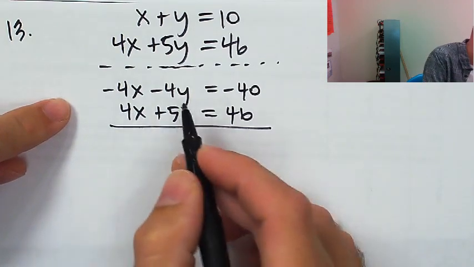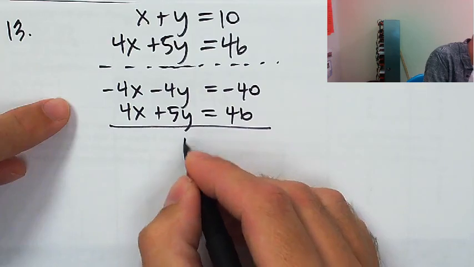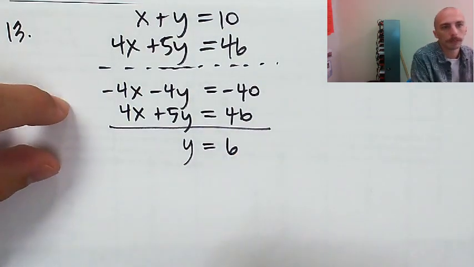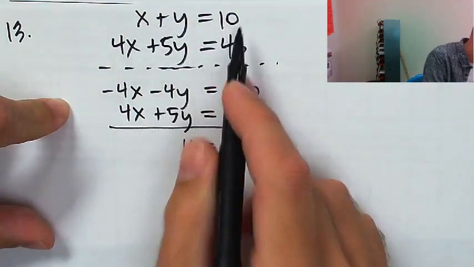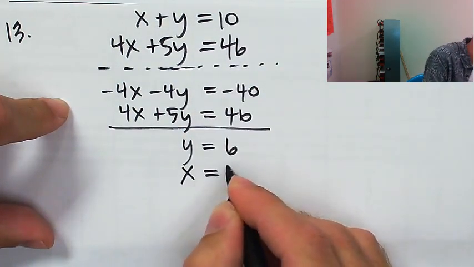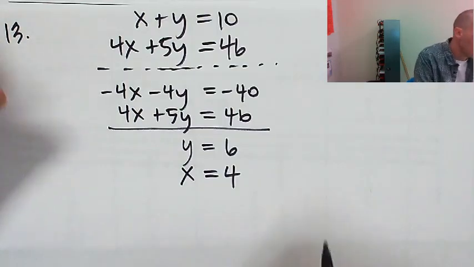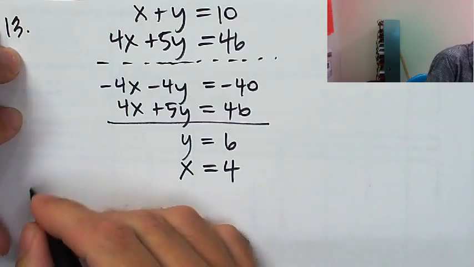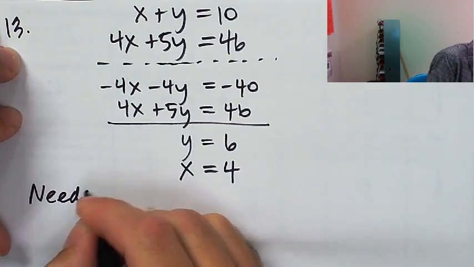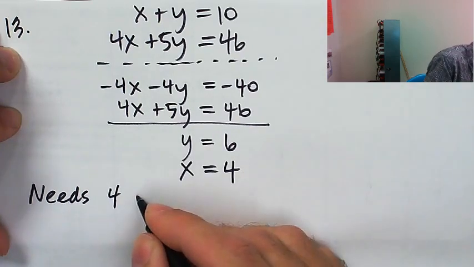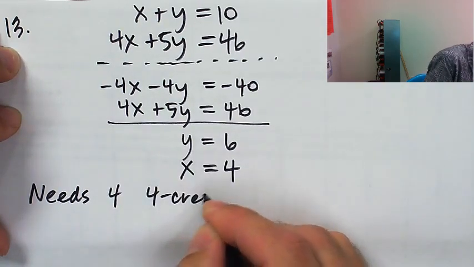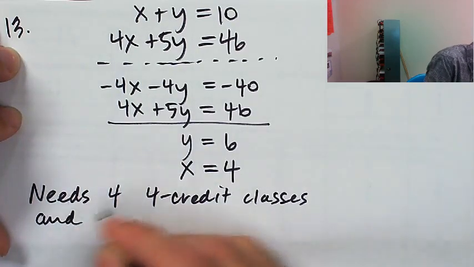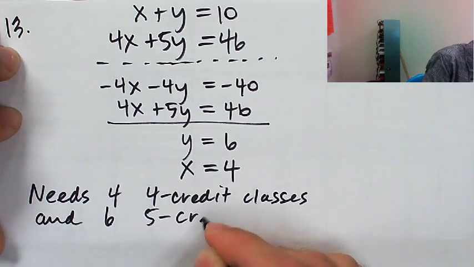So -4x plus 4x, that's 0. 5y minus 4y, that's just 1y. And if I take 46 and subtract 40, well, that's just 6. Okay? And since x plus y equals 10, I don't even need to write that out. I know that x is going to equal 4. And so the best response is the student needs 4 4-credit classes and 6 5-credit classes.